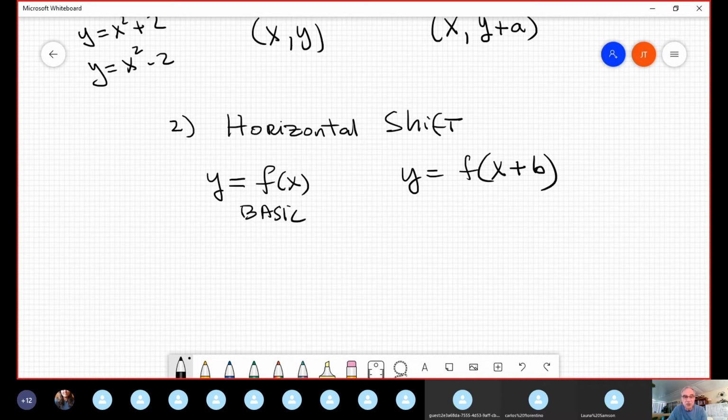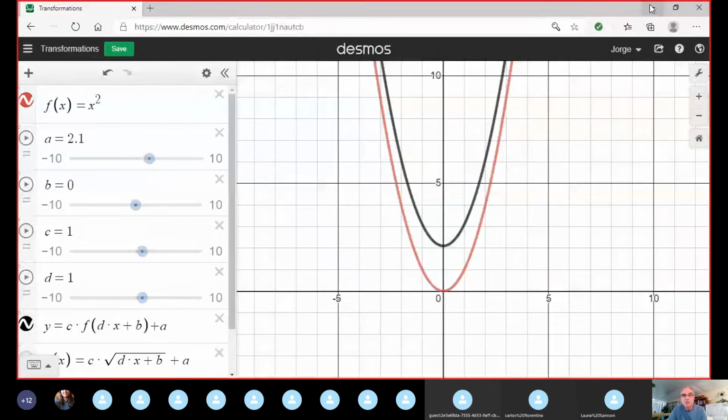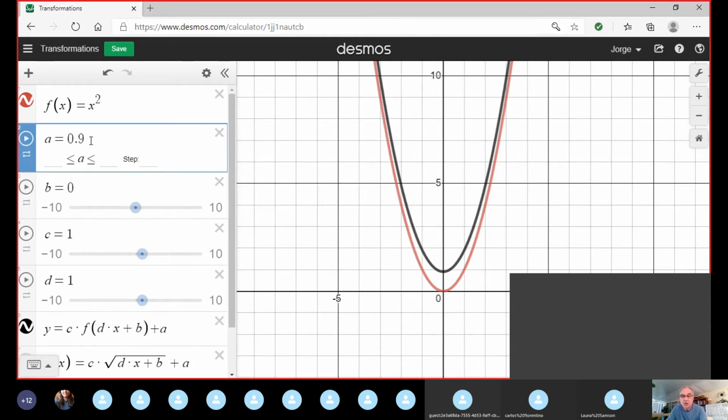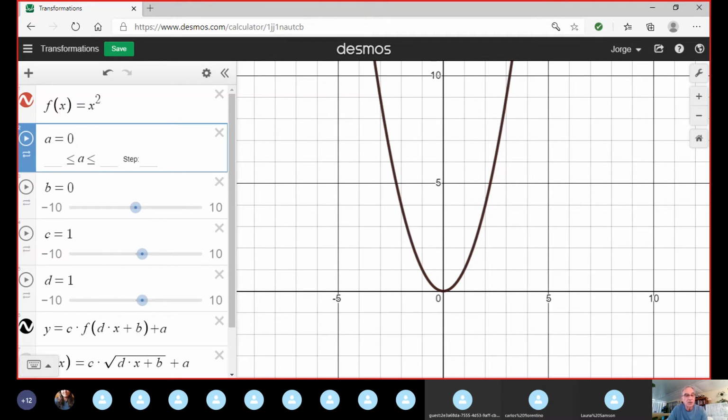Let me try to go to Desmos. In Desmos, we can see in what direction it is. Okay, I switch into Desmos now. Okay. Do you see Desmos? Yes or no? Yes. Okay. Entonces, a is 0. A is 0, so no vertical shift anymore. Now horizontal. And horizontal is using b.